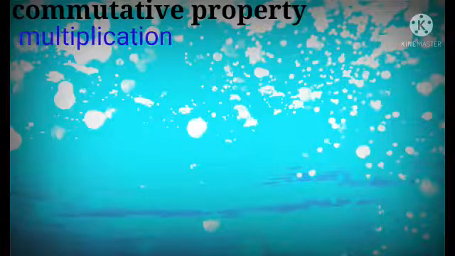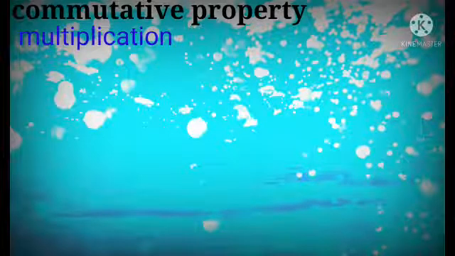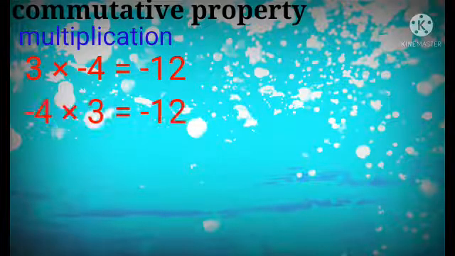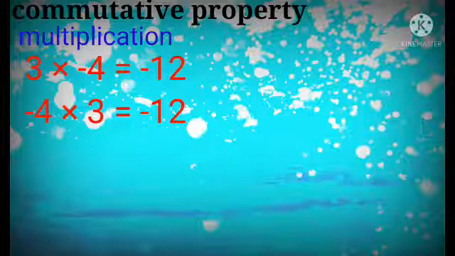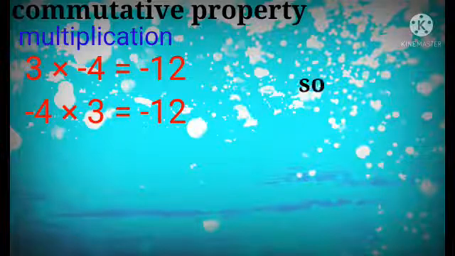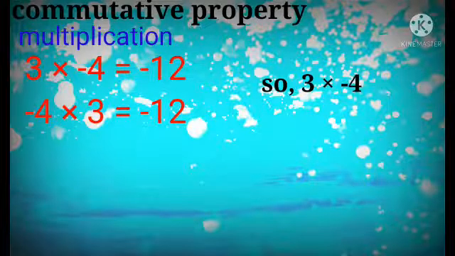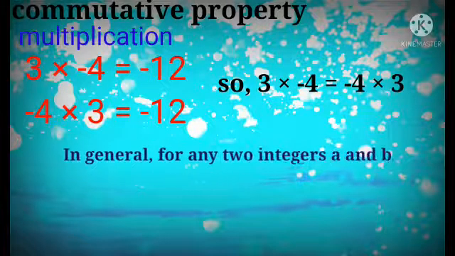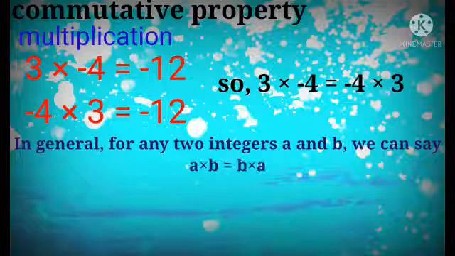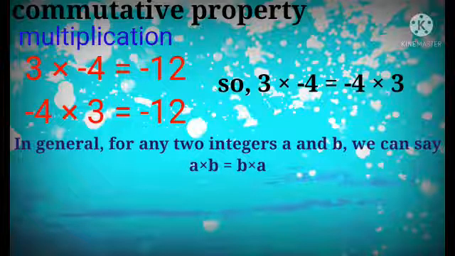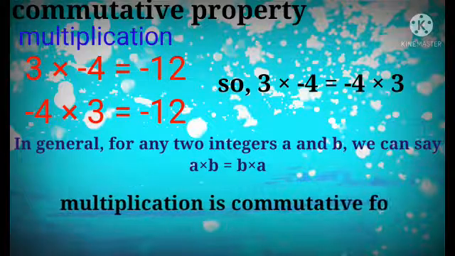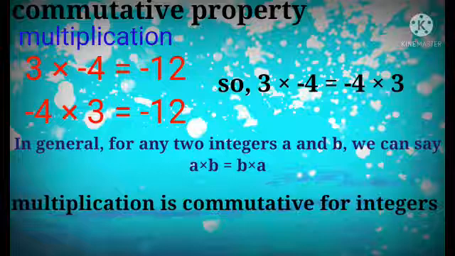Commutative property under multiplication. Example, 3 into minus 4 equals minus 12. Minus 4 into 3 equals minus 12. See here, when any two integers are multiplied in any order, we will get the same answer, right? So you can say that 3 into minus 4 equals minus 4 into 3. In general, for any two integers a and b, a into b equals b into a. Therefore, you can say that multiplication is commutative for integers.